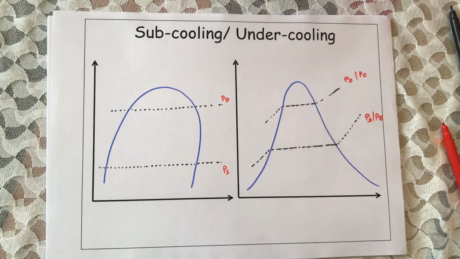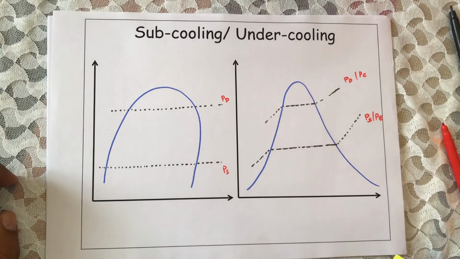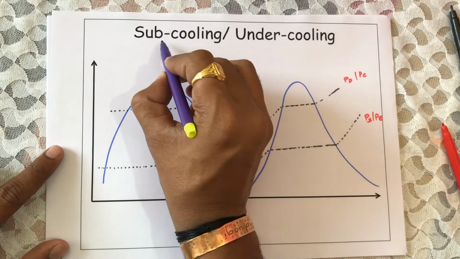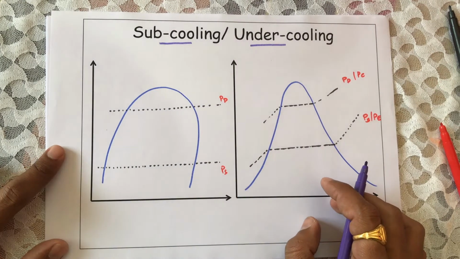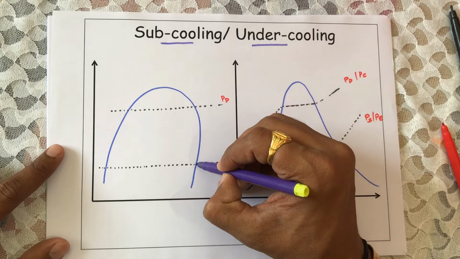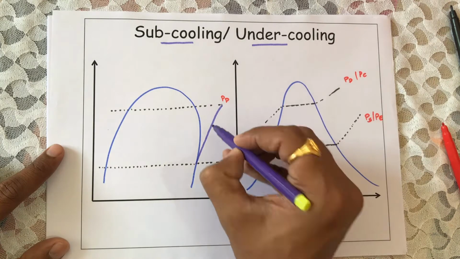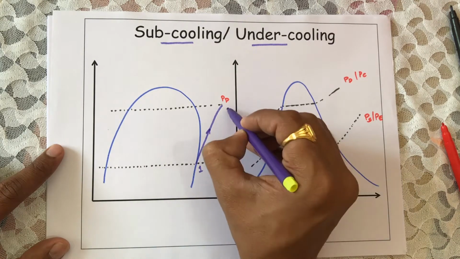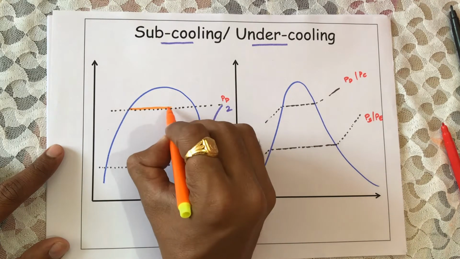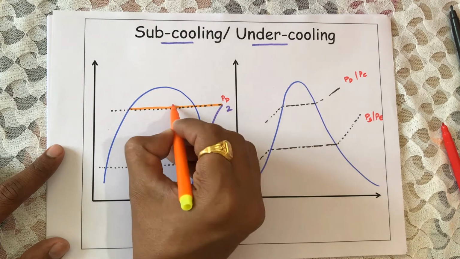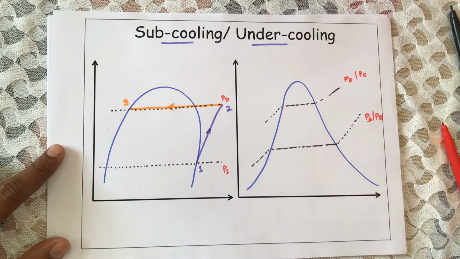Now let us start with the last type of vapor compression refrigeration cycle, that is either subcooling or undercooling. Now let us plot. 1 to 2 is once again an isentropic compression process, point number 1, point number 2. Then 2 to 3 is once again a constant pressure heat rejection process.